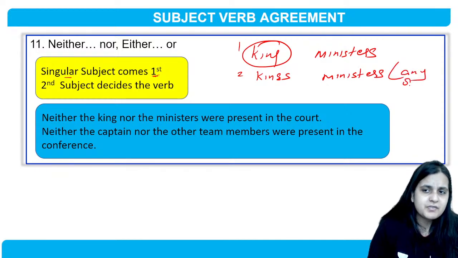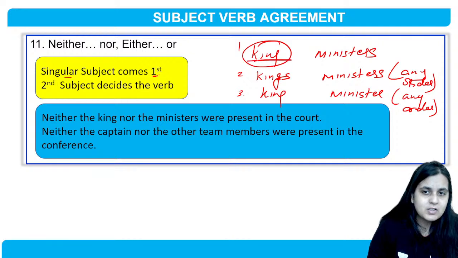It does not make a difference. Okay, it does not make a difference. You can write it in any order. दोनों singular होते. Okay, let's say दोनों singular होते, king and minister. Again, you can write it in any order. It does not make a difference. Okay, so singular subject comes first. So king, captain, because they are singular, hence we are putting it first.